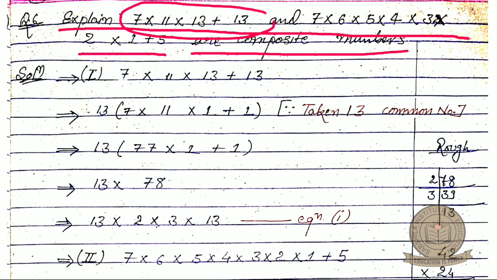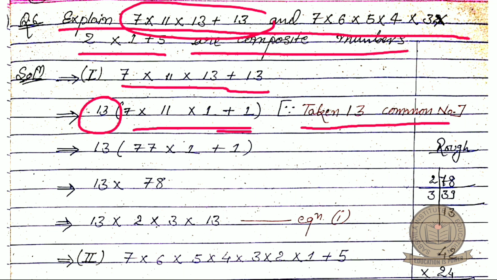7 into 11 into 13 plus 13. Here 13 is common, so we will take 13 as a common number. So we can write 13 under bracket 7 into 11 into 1 plus 1. I have taken 13 as common, and I have written it also. So we have to solve the bracket. 7 into 11 you will get what? 77, and here is plus 1, so if you add 77 plus 1, then you will get 78. So 13 into 78 we have got.